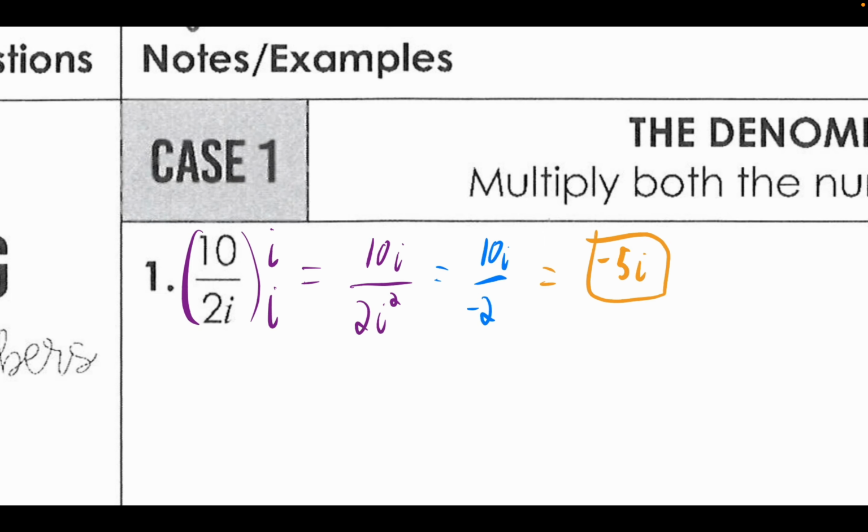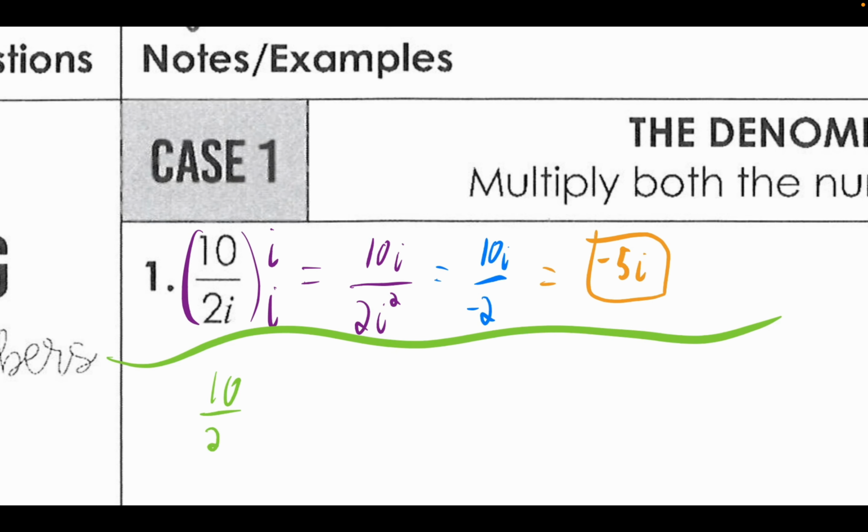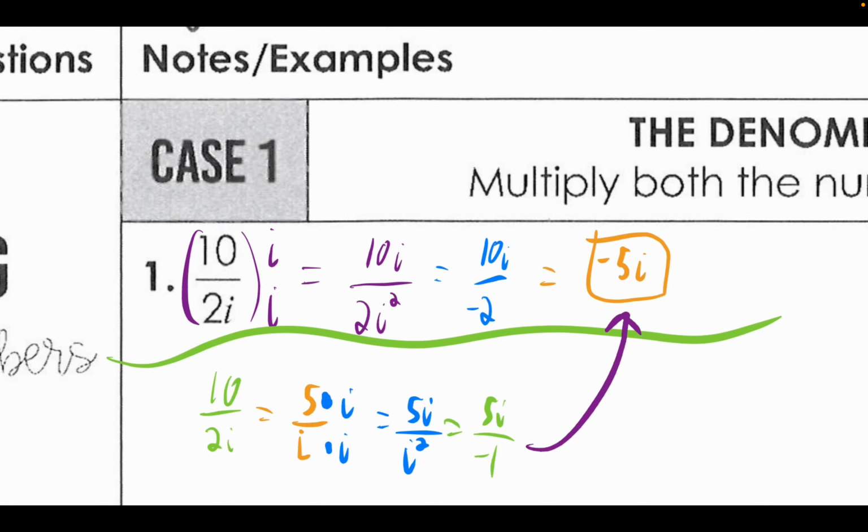Now, another perfectly acceptable way to simplify this problem is to start off with reducing. So you could initially reduce and call this 5 over i, and then multiply the top by i and the bottom by i, and get 5i over i squared, which we know is 5i over -1, which is again -5i.